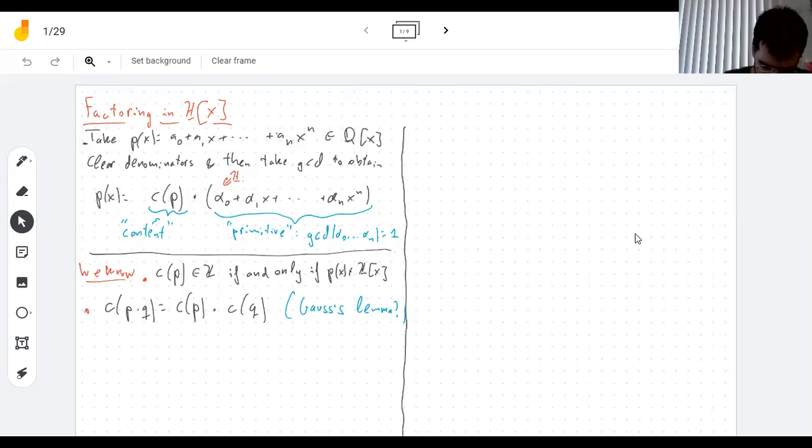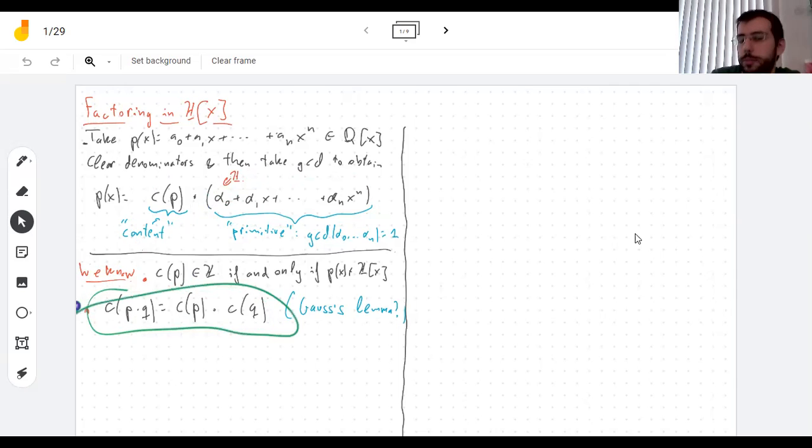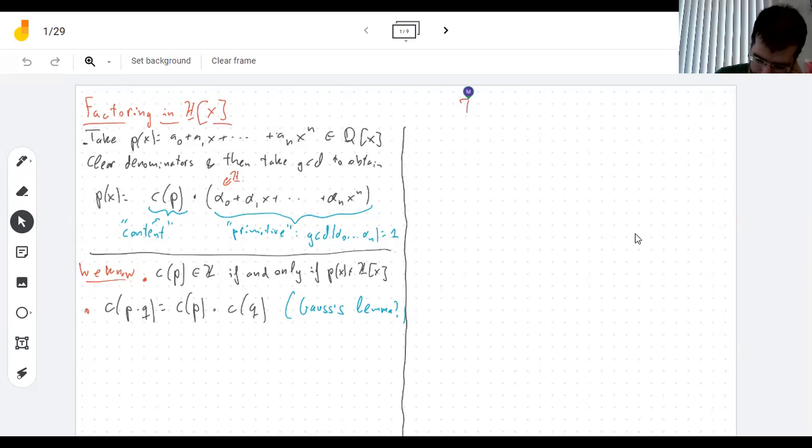And the other thing we know, the important bit of this whole story, is that when you multiply polynomials, their content gets multiplied. Some books call this Gauss's lemma. Some books call Gauss's lemma the thing I'm about to prove. I guess everything I'm talking about is Gauss's lemma. So what is the thing we're going to do with this? It is to show that if you can reduce something over Q, you can reduce it over Z.